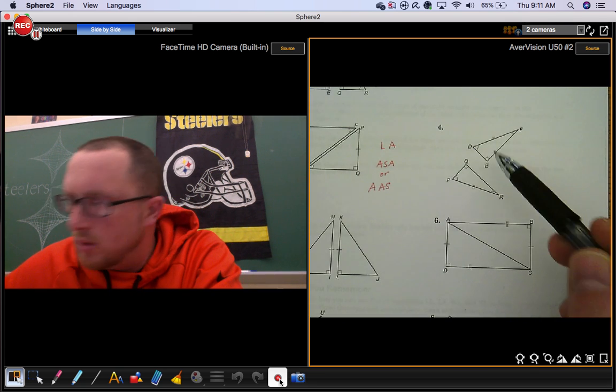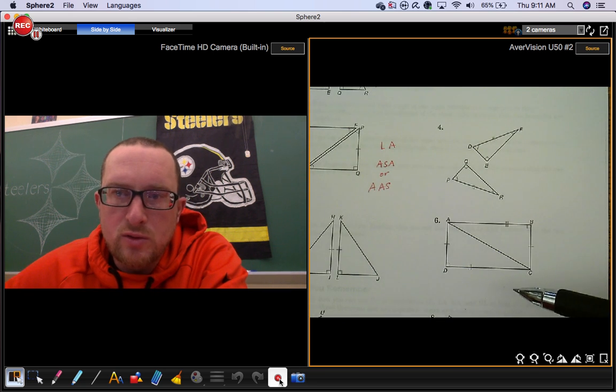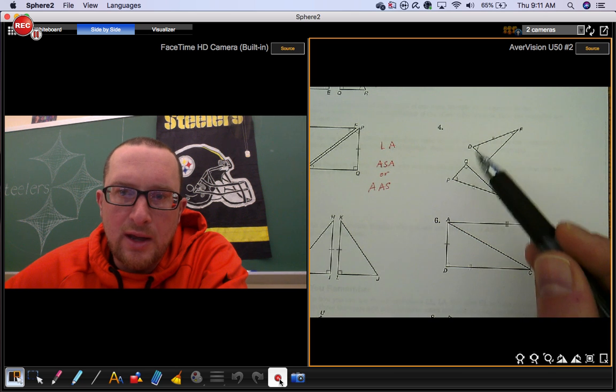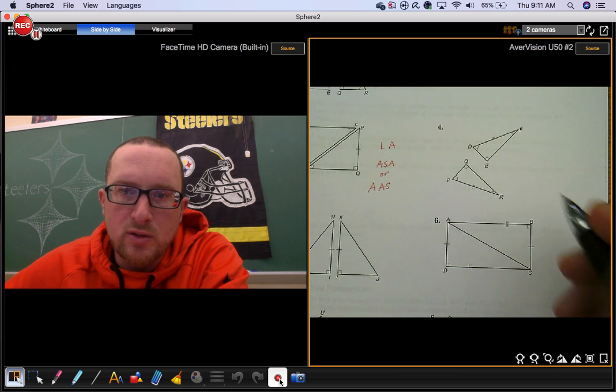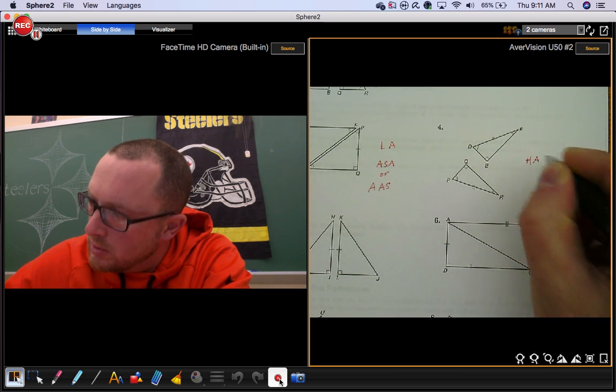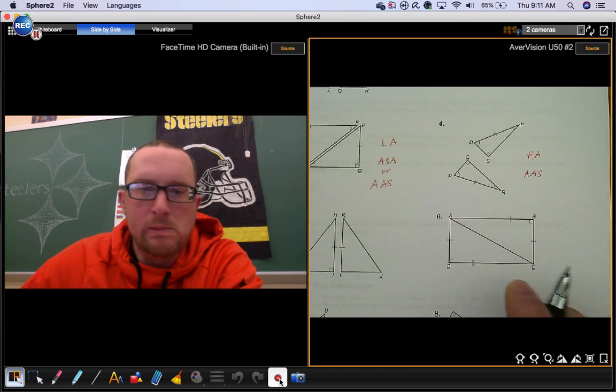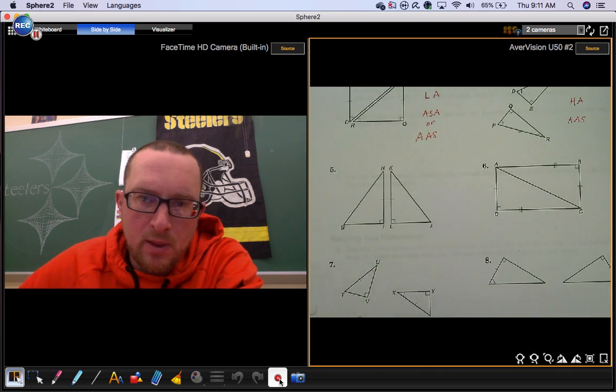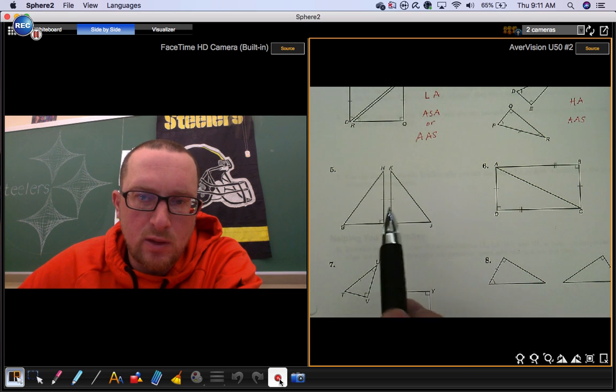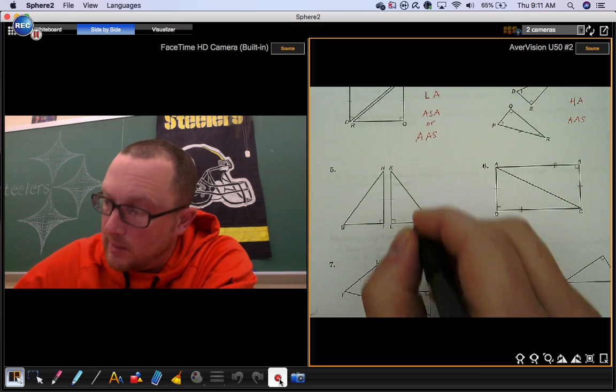Number 4, you got 2 congruent right triangles. We got congruent acute angles, and we have congruent hypotenuses. Number 5, we got right angles, and we got congruent legs. Now that's all we got.